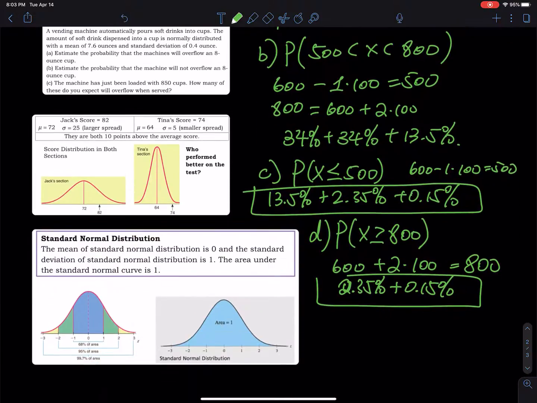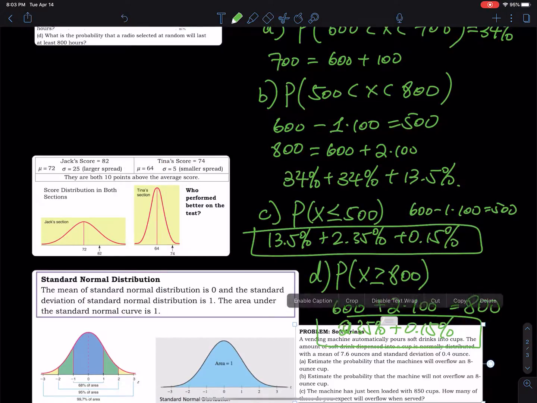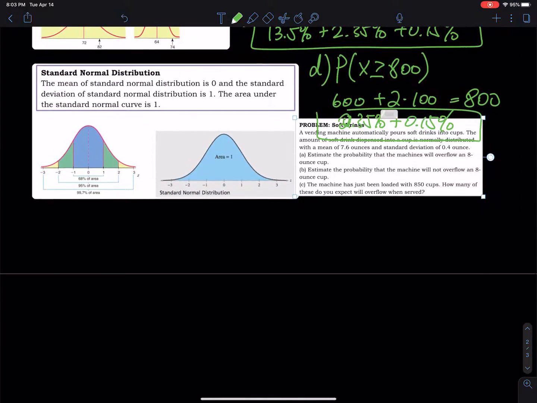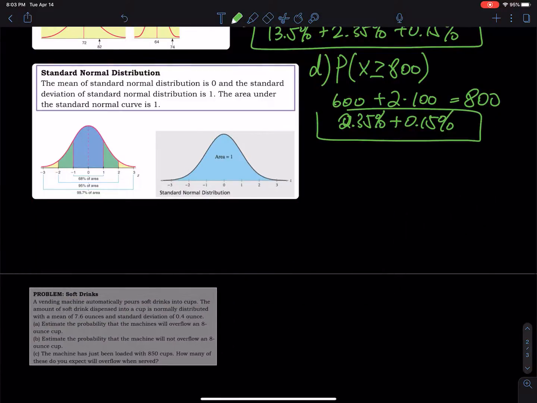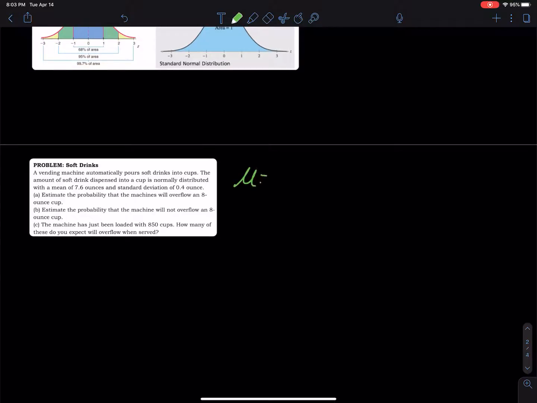The second question, I am going to bring this picture over here. This thing, I will come back for it. Soft drinks. A vending machine automatically pours soft drink into cups. The amount of soft drink dispensed into a cup is normally distributed with a mean 7.6, so mu is equal to 7.6, and then standard deviation is equal to 0.4. Estimate the probability that the machine will overflow an 8-ounce cup.